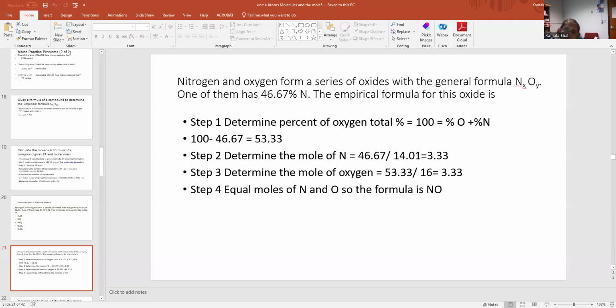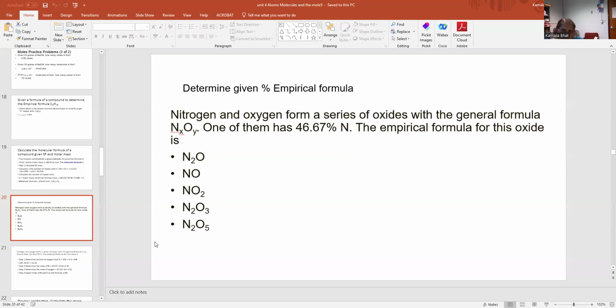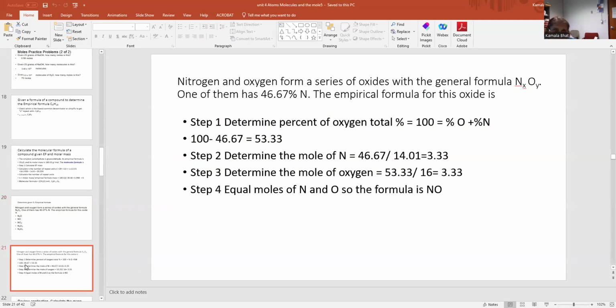Determine the mole of oxygen in the same way. Whenever we talk of percentage, remember it is in 100 grams. So in 100 grams of the compound, 53.33 grams of oxygen is present. So divided by 16 and you get 3.33. Since both the moles are the same, if you divide, the ratio is 1:1. And so the formula is NO. Once you get the formula, you can go back and answer the multiple choice question, which of the possible compounds it is, because nitrogen has a tendency to form a large number of compounds with different states.